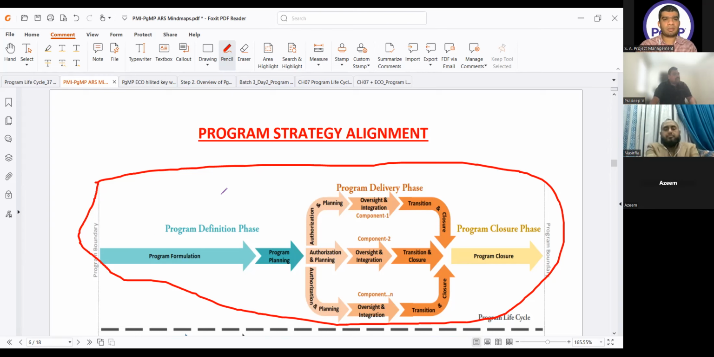Yeah, the only thing I would add is that in the delivery phase we can transition components one by one, that is possible, and transition to benefit sustainment. I would like to say the correct wording would be that every component can deliver its benefits individually, independent of other components. That is the benefit delivery phase. That is under my program delivery phase.